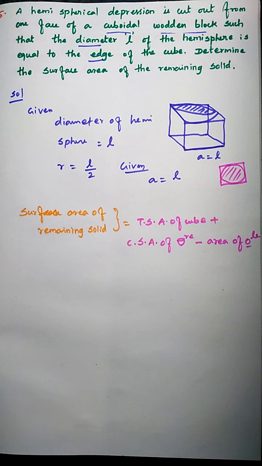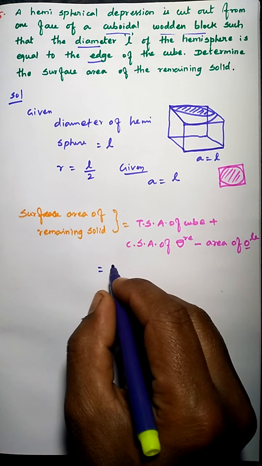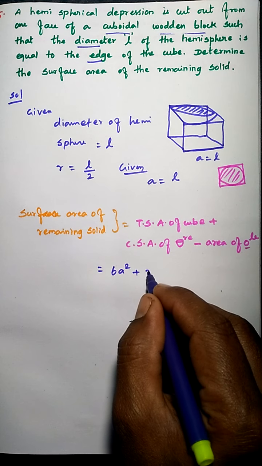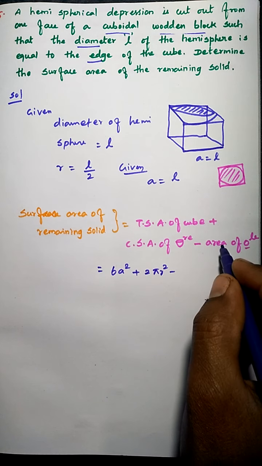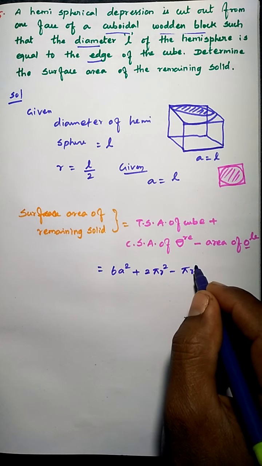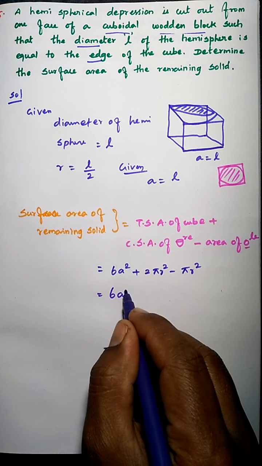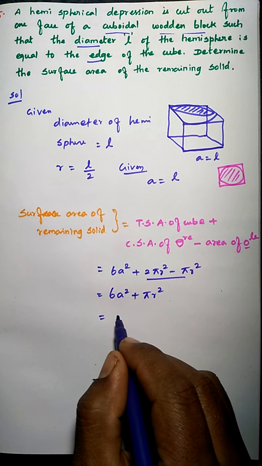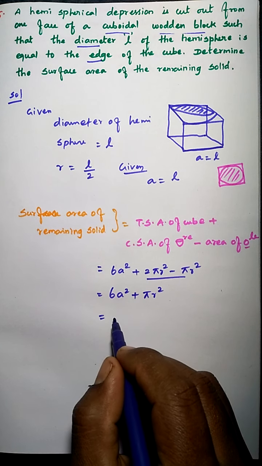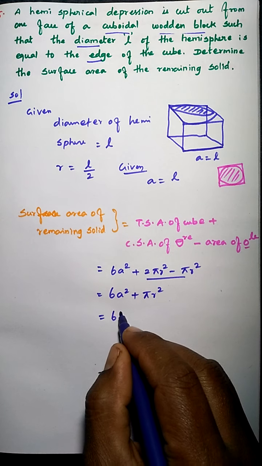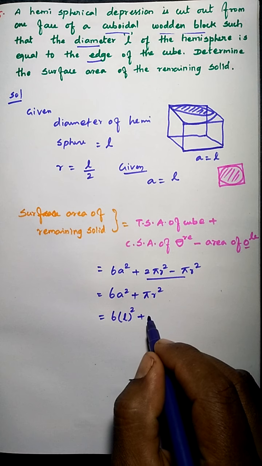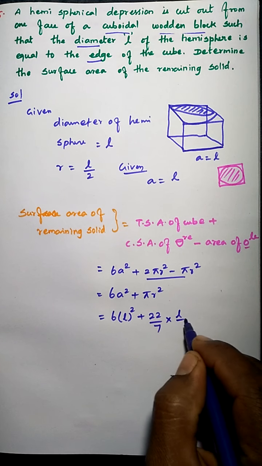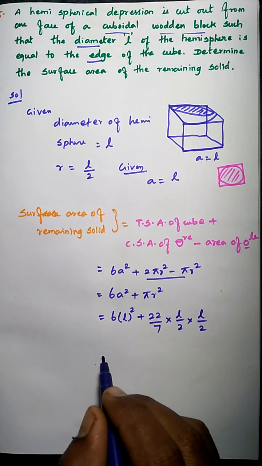Then we know the formulas. Total surface area of cube is 6a square, plus curved surface area of hemisphere, 2 pi r square, minus area of circle, pi r square. So 6a square, and subtracting this, you will get plus pi r square. Now apply the values. Then you will get 6, a here is L, so 6L square plus pi, which we know is 22 by 7, into radius, which is L by 2, into L by 2.